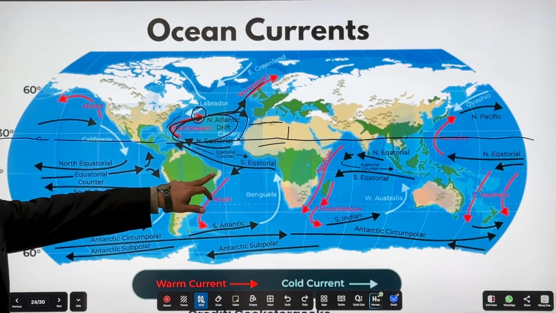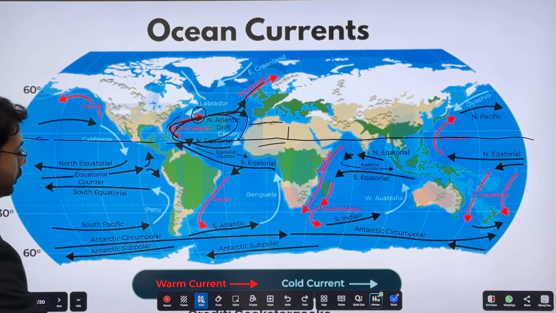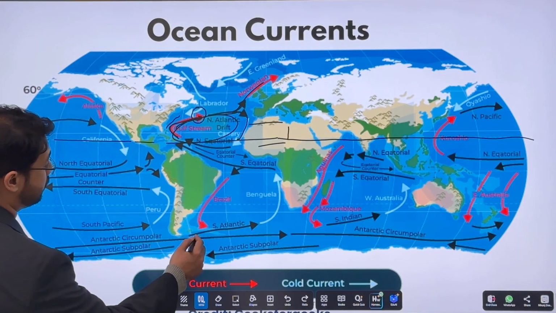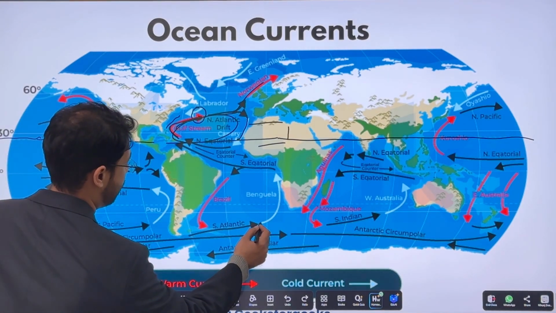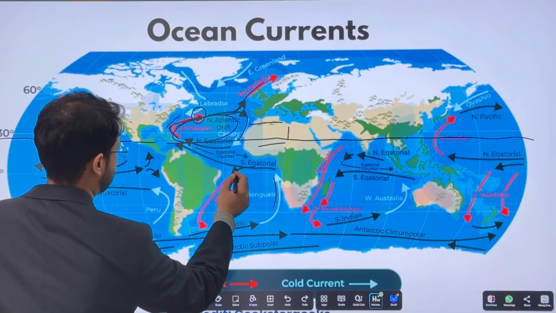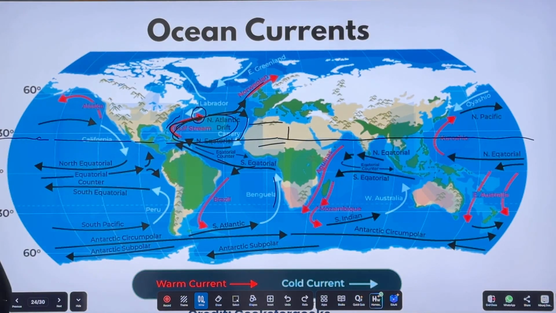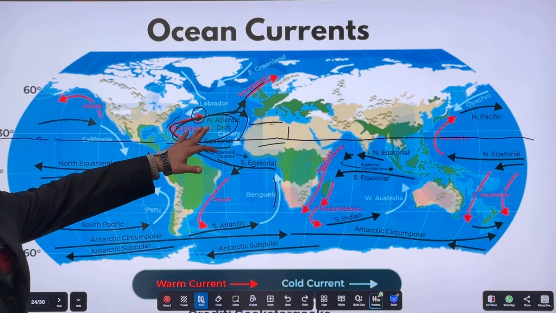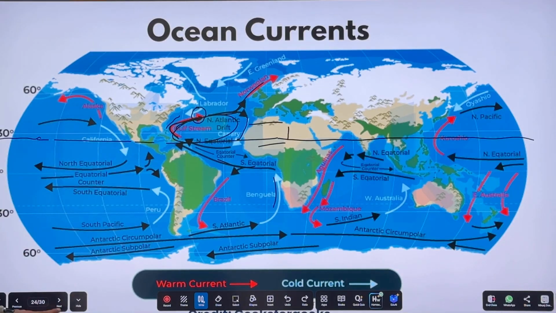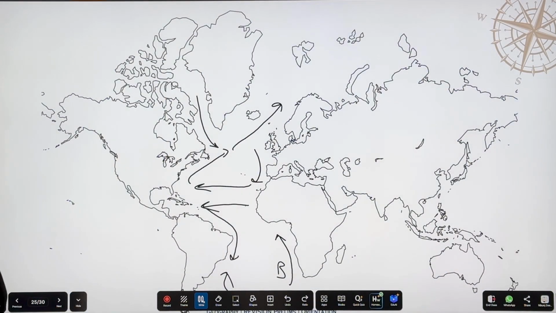You see, the Brazil current is going over here, meeting the South Atlantic current, and we have the Benguela current, and the South Equatorial current is coming here. So now we flip this and go towards the Pacific Ocean. So what is happening in the Pacific?